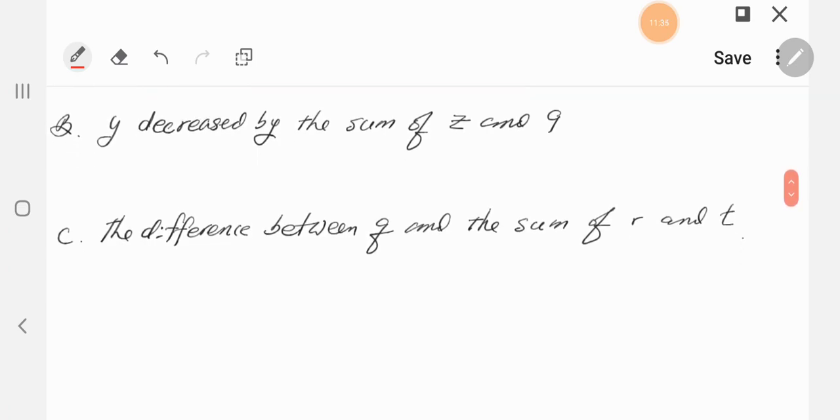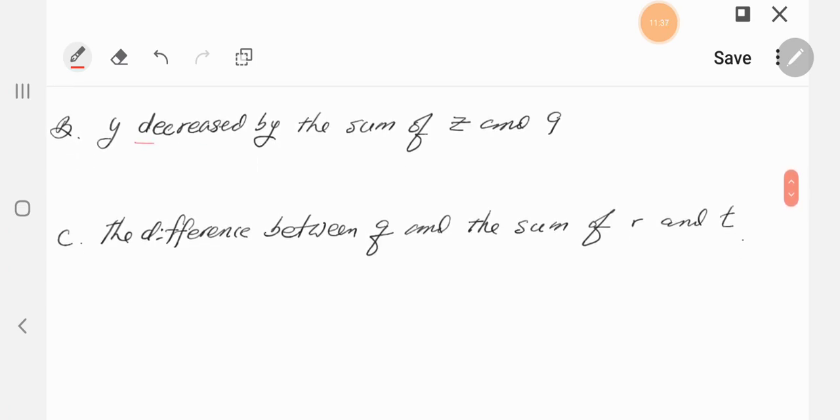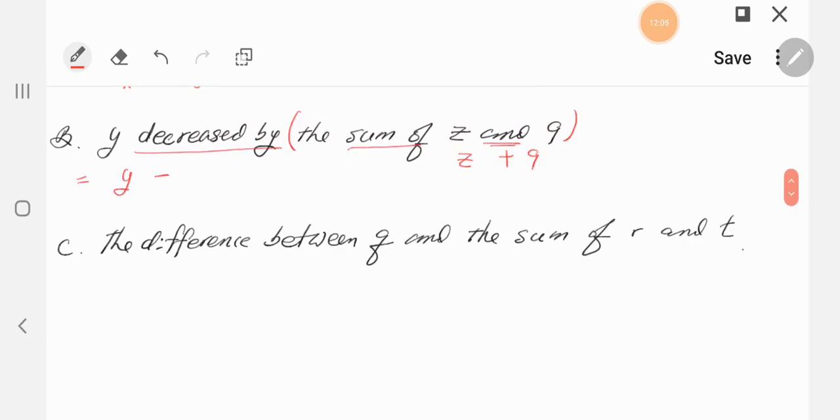Okay, letter B. Y decreased by. Okay, decreased by. This is not a special case. Just write down in order. So y decreased by means minus the second part. The second part is the sum of a and b, right? A and b. So this "and" will be plus, right? Plus. So this will be z plus 9. So z plus 9, this whole thing is the second part, the second expression. So put parentheses, z plus 9.